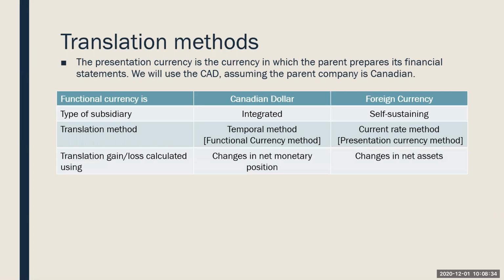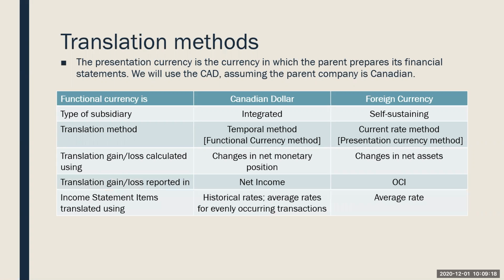The translation gain or loss is calculated using changes in the net monetary position in the case of an integrated subsidiary, i.e., when we are using the temporal method. And when we use the current rate method, we calculate the translation gain or loss using changes in net assets. These two calculations are significantly different. The translation gain or loss calculated is reported in net income under the temporal method in comparison to other comprehensive income for the current rate method.